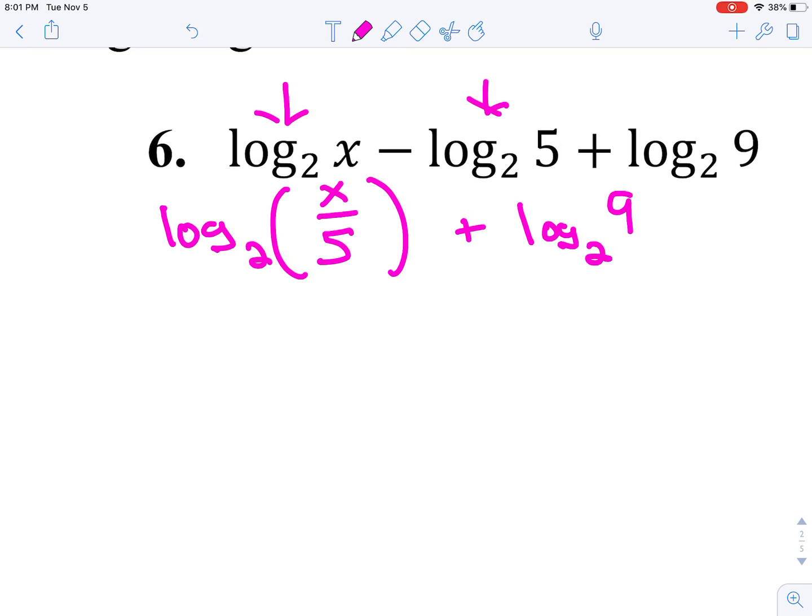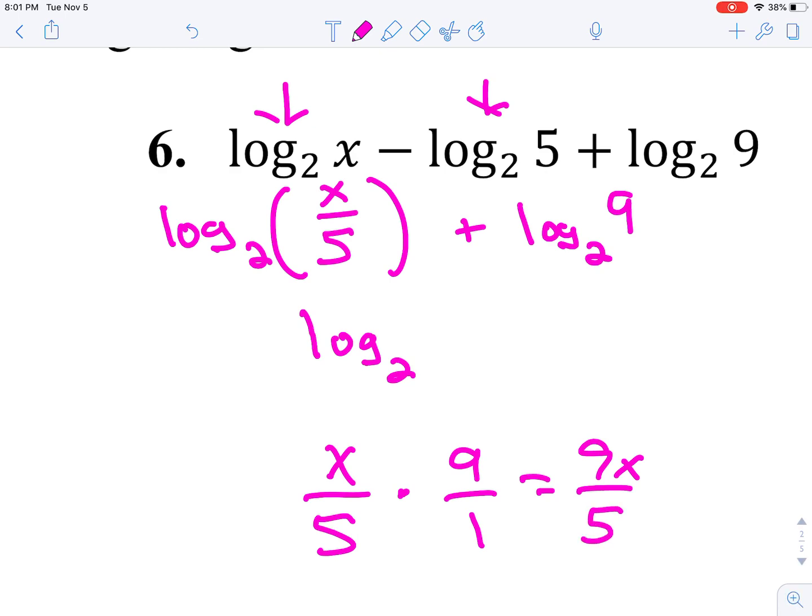Okay? So what we have here is somewhat expanded a little bit. We put those first two things together. Now what we need to do is put these final things together. So we know that addition is multiplication. So I'm going to have log 2, and then these two things multiplied by each other. X over 5 times 9, which is 9 over 1, which is 9x over 5. And here is my answer.